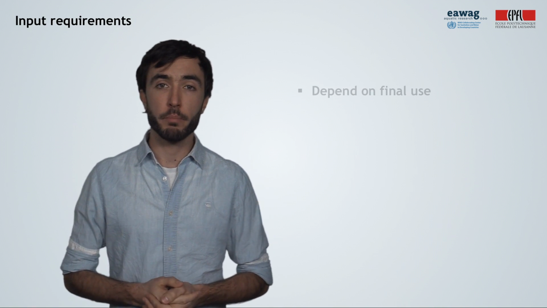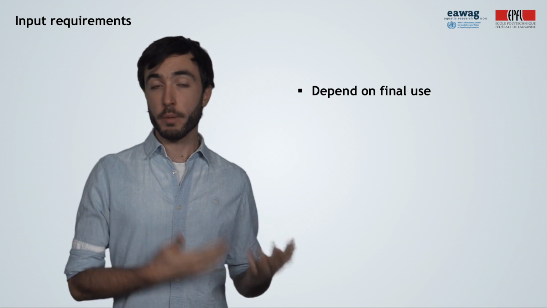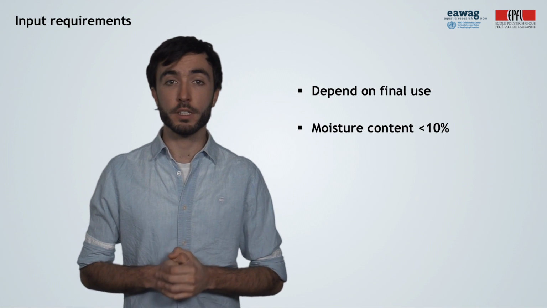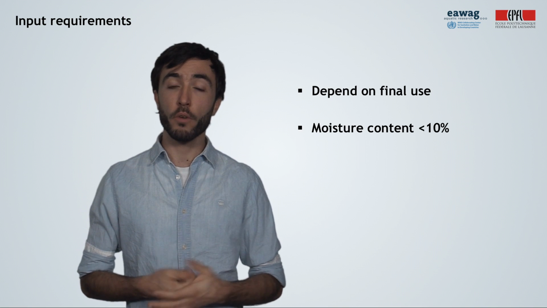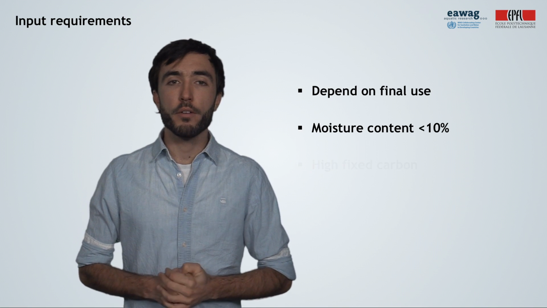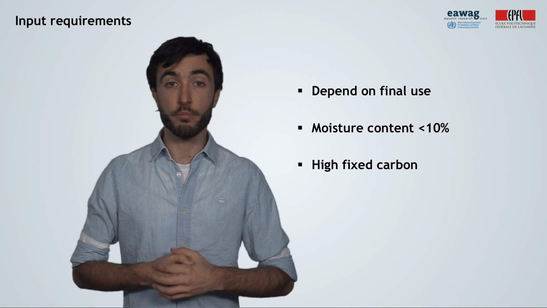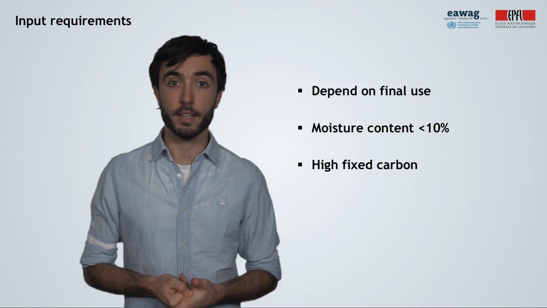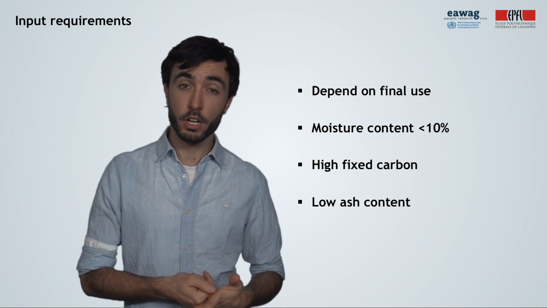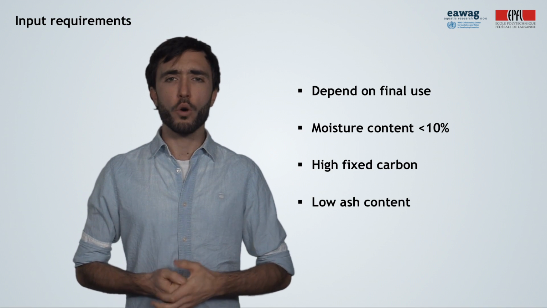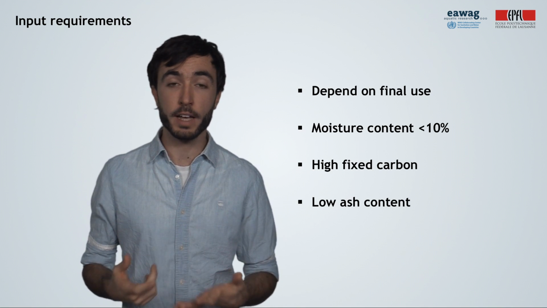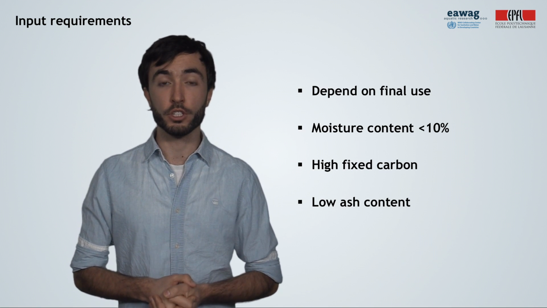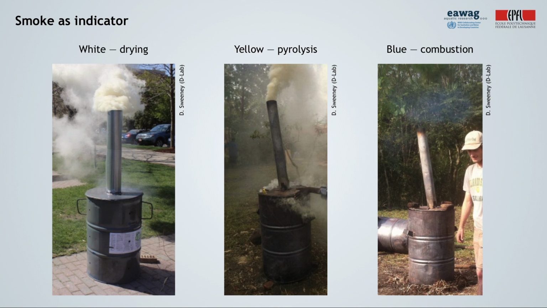The input requirements depend on the final use of the product, either if it's for domestic use or industrial use. In any case, having a moisture content lower than 10% is a requirement, which means that fresh biomass often needs to be dried beforehand. Feedstocks with high fixed carbon content are preferred, as fixed carbon provides an approximation of the possible char yield that we are going to get, while feedstocks with high ash content, like rice husks for example, or contaminated with inert materials such as sand, produce char with very high ash content, and this lowers the heating value of the char. How do we know when the reaction is finished?